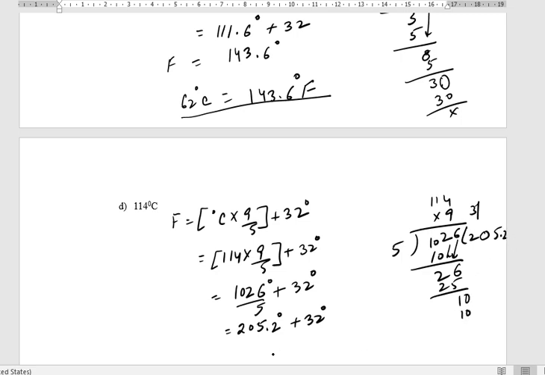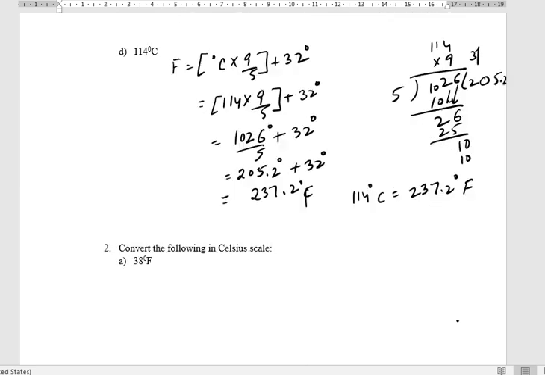So this is. If you will add it, it will be coming to 237.2 degree Fahrenheit. Or you can say 114 degrees Celsius equals to 237.2 degree Fahrenheit. I hope it is clear. Let's move to the next question.